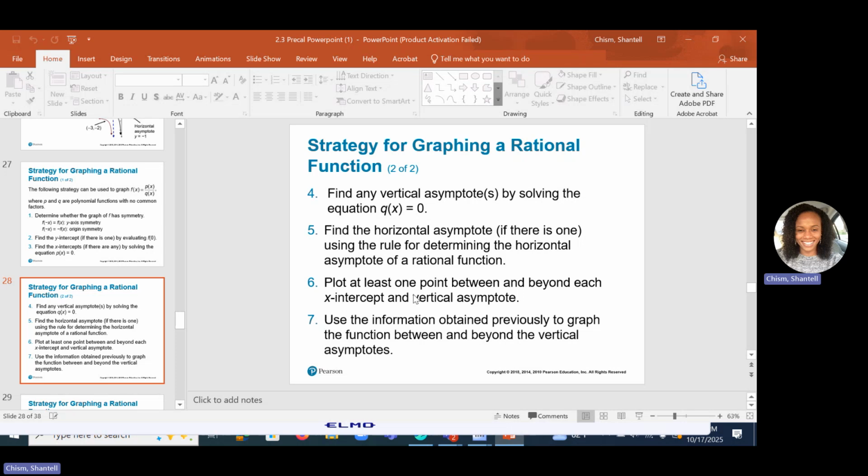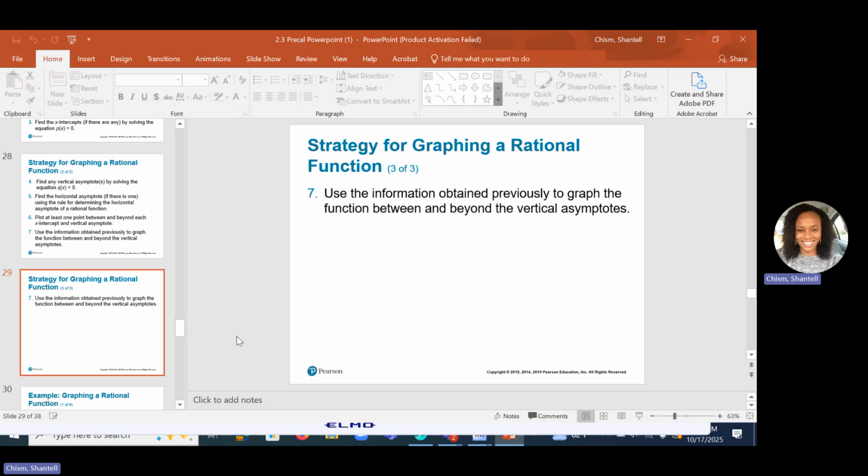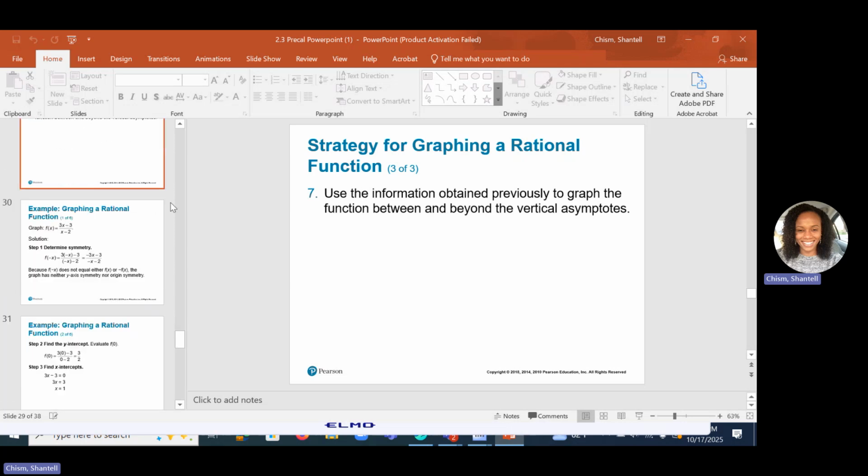And then we will plot at least one point between and beyond each x-intercept and vertical asymptote. Okay, we'll look at that. And then we'll use this information that we obtained previously to graph the function between and beyond the vertical asymptotes. We'll use that information to graph. So let's take a look at an example here.